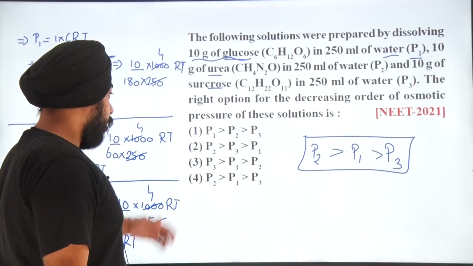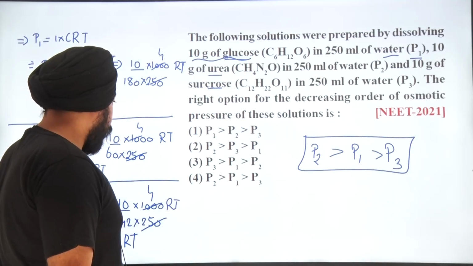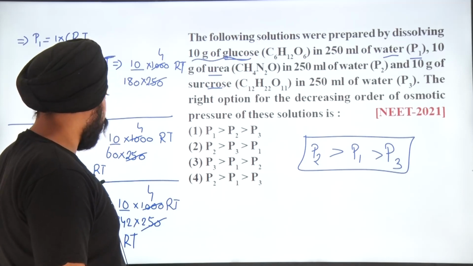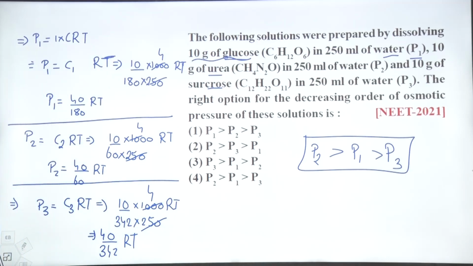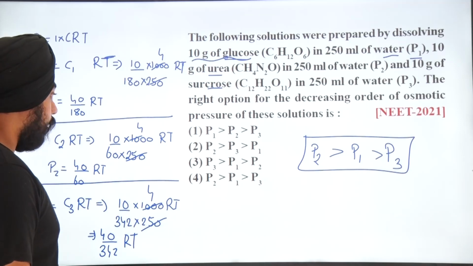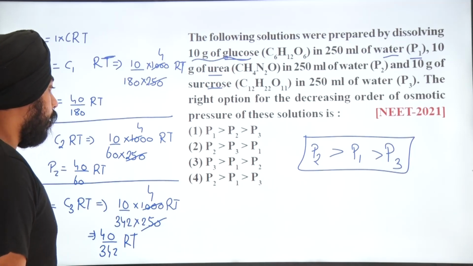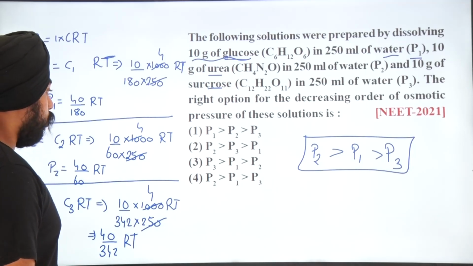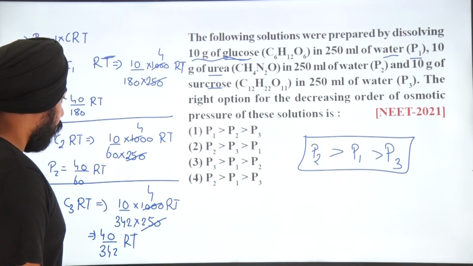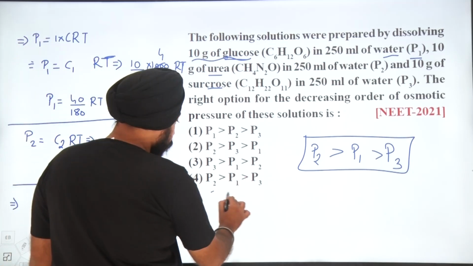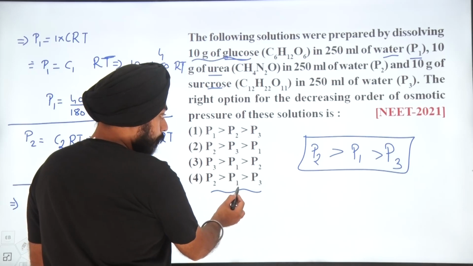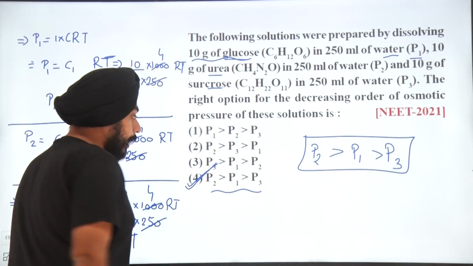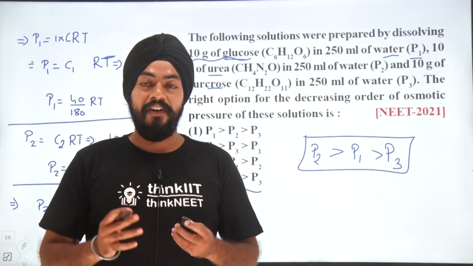P2 will be highest, followed by P1, and in the last we will be having P3, students. So P2, P1 and P3. So the correct answer is P2 is the highest, followed by P1, followed by P3. So the correct answer goes to be option number 4. I hope you understood it.